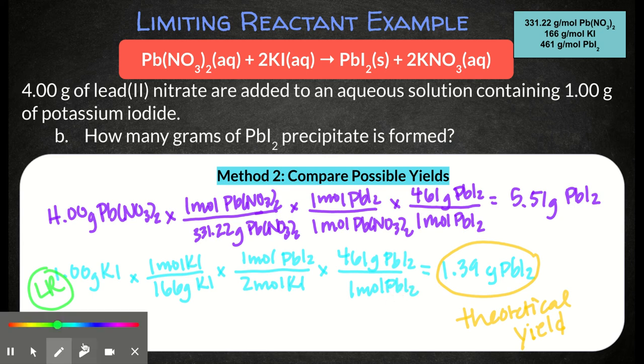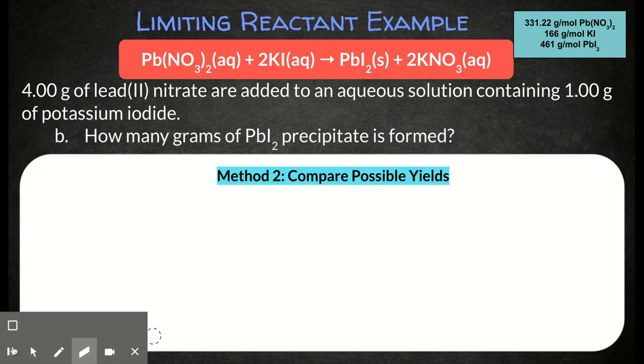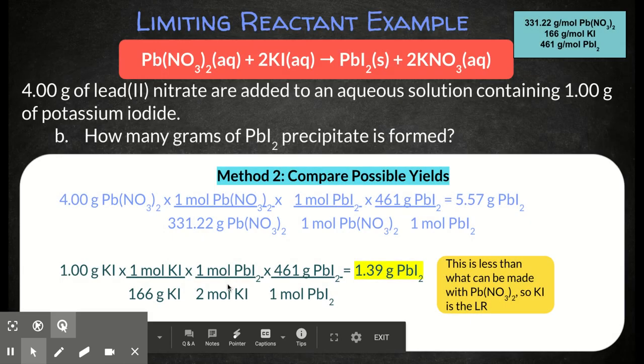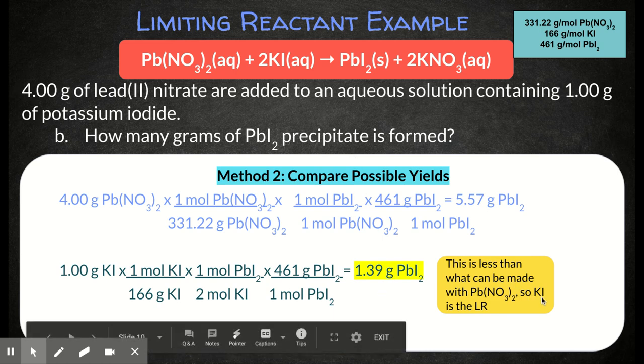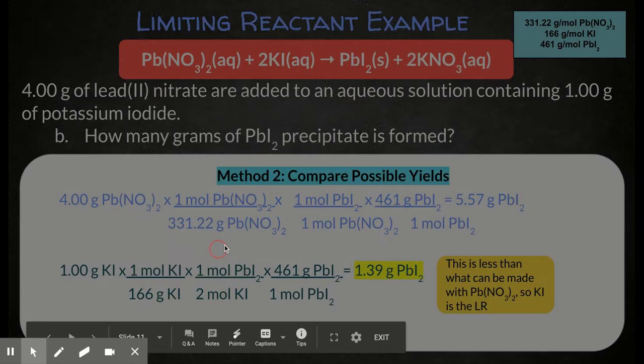Okay? And so again, these are on the slides. Okay. And so what we've learned by both of these methods is that 1.39 grams of lead(II) iodide is our theoretical yield. That's how much can be formed. And that KI is my limiting reactant. Potassium iodide is my limiting reactant. And so what that means is that my excess reactant is lead(II) nitrate.